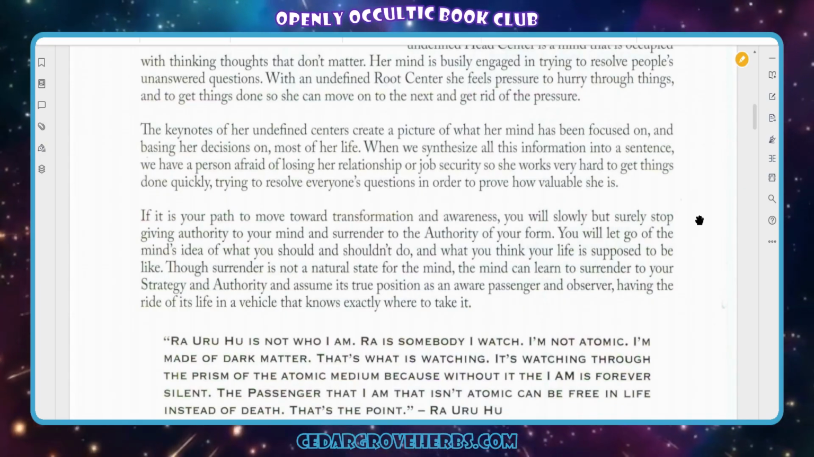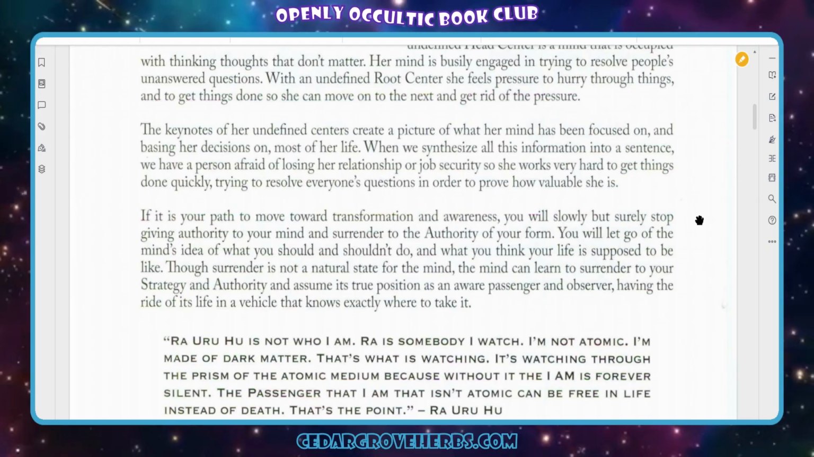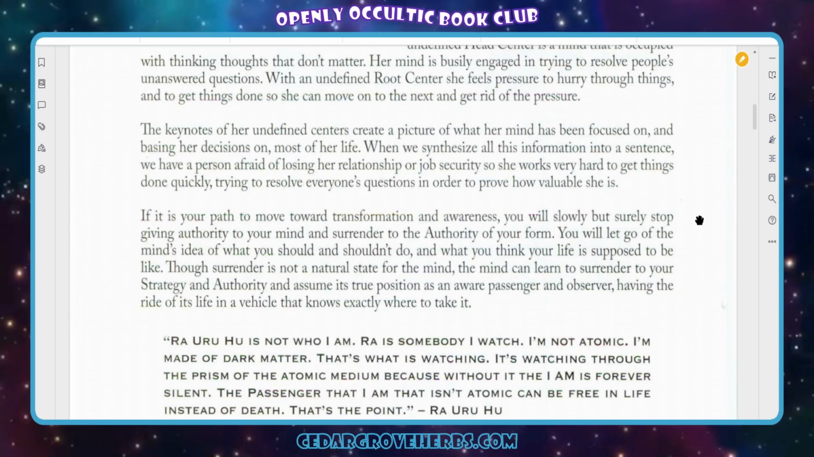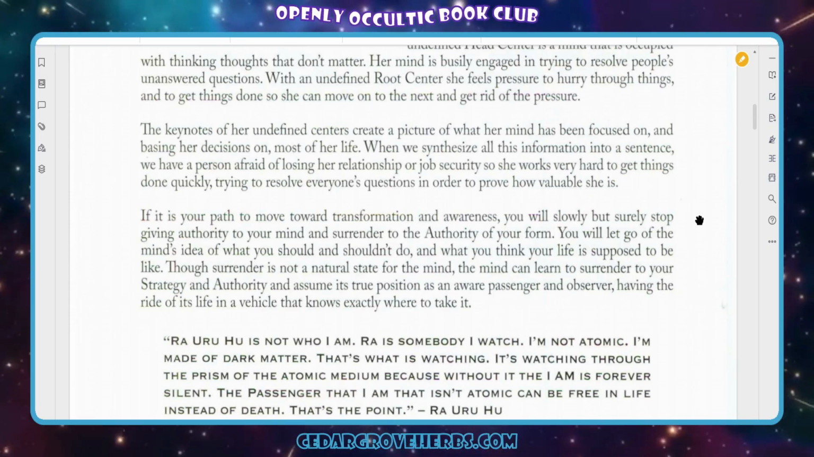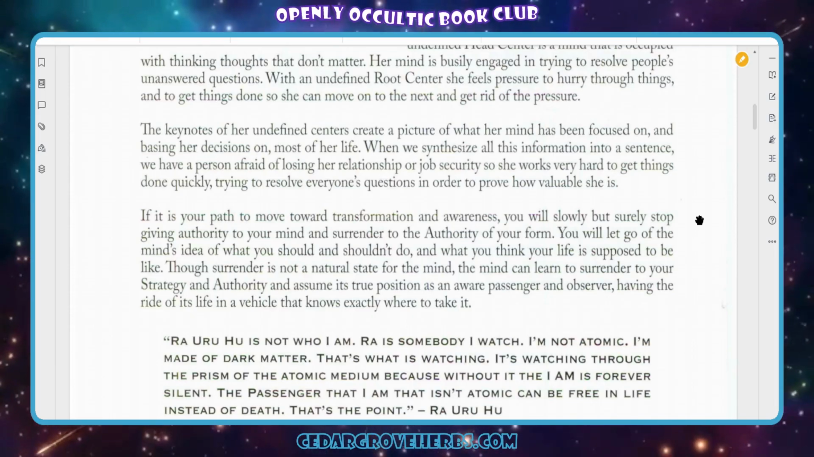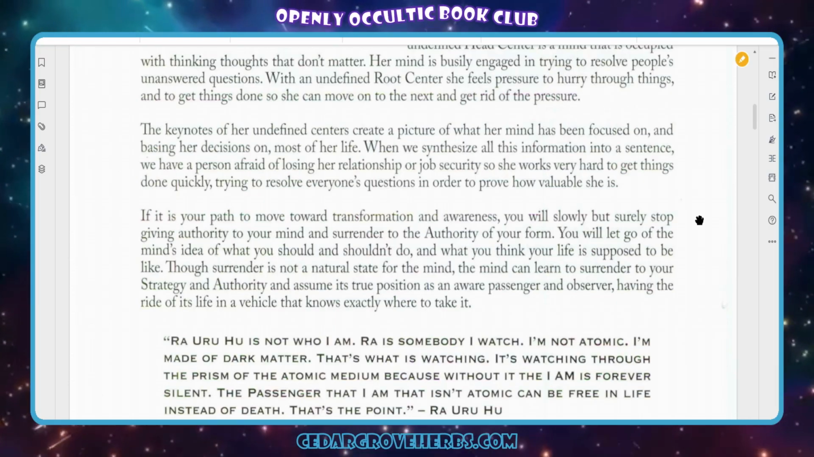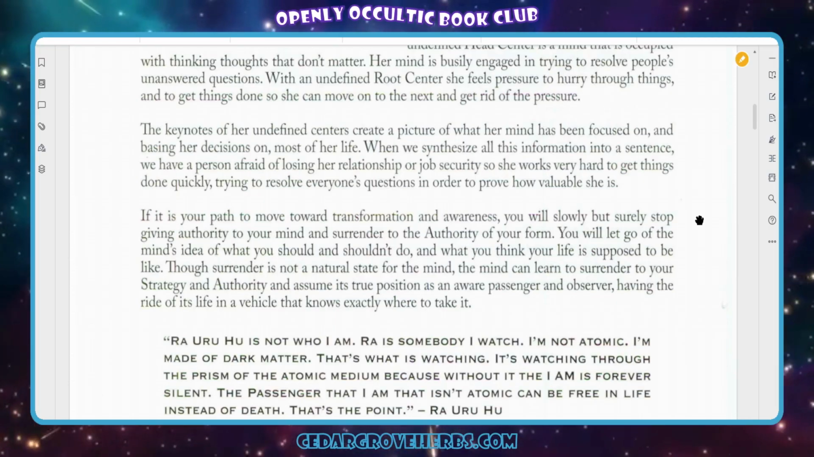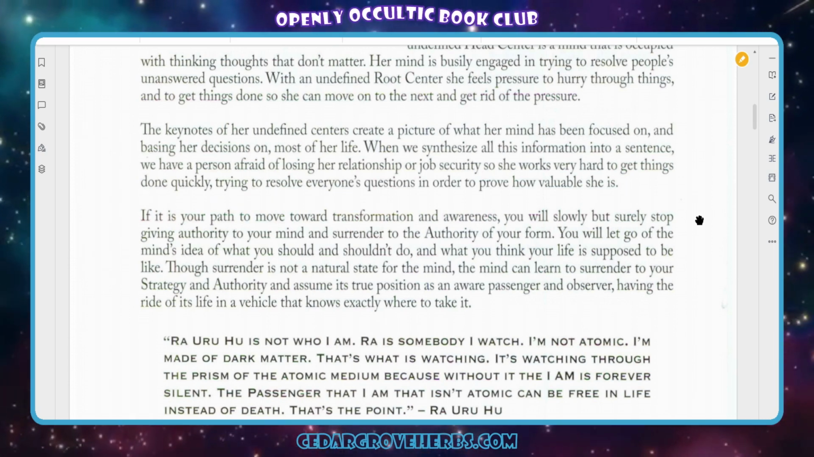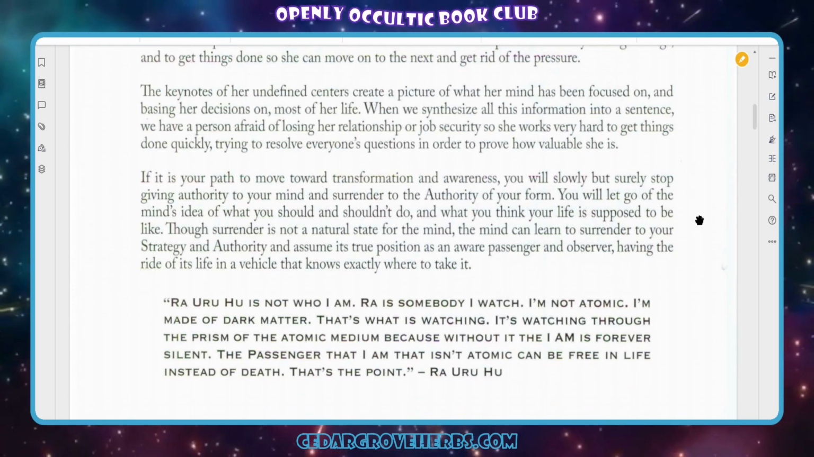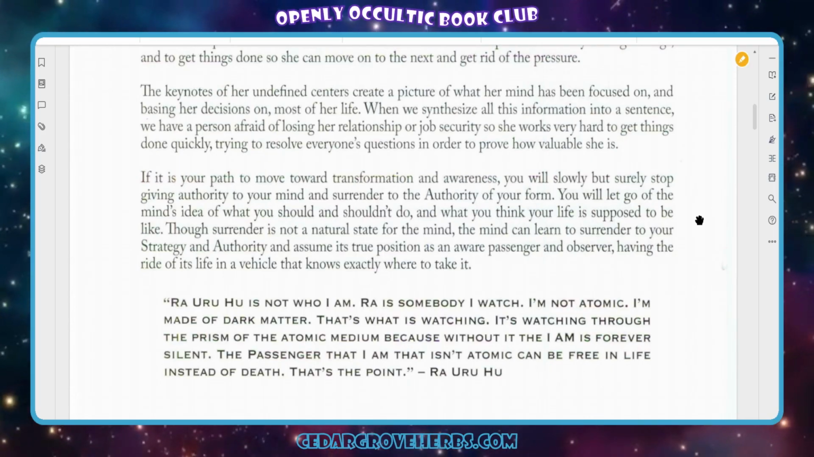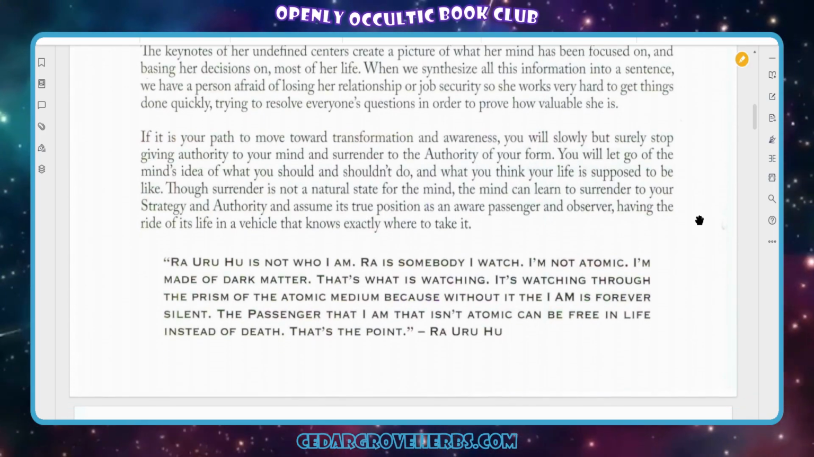Nice. If it's your path to move towards transformation and awareness, you will slowly but surely stop giving authority to your mind and surrender to the authority of your form. You'll let go of the mind's idea of what you should and shouldn't do and what you think your life is supposed to be like through surrender. And though surrender is not a natural state for the mind, it can learn to surrender to your strategy and authority and assume its true position as an aware passenger and observer, having the ride of its life in a vehicle that knows exactly where to take it.